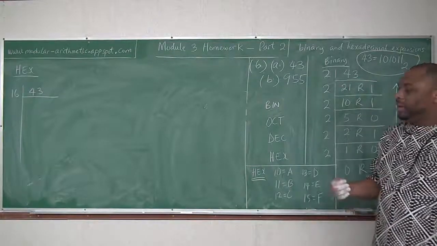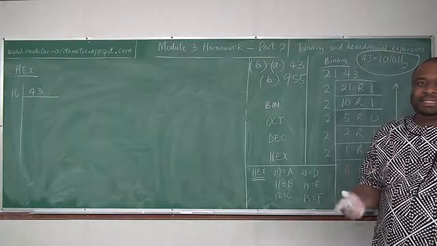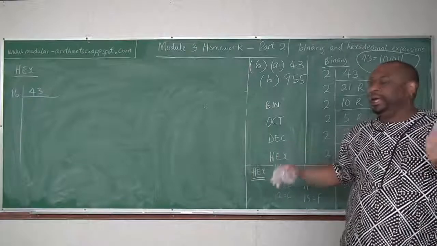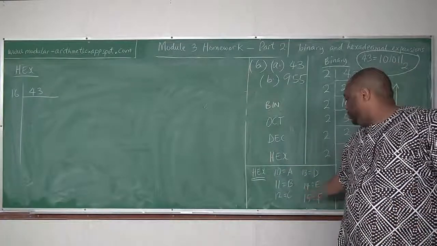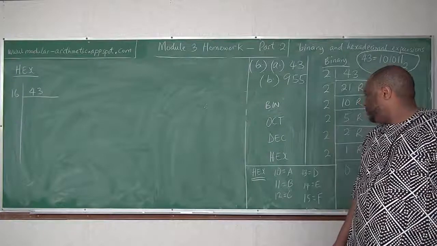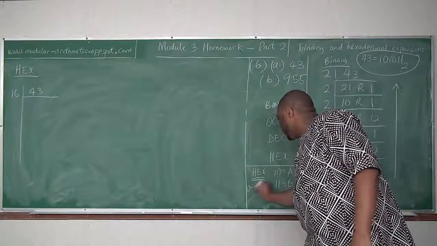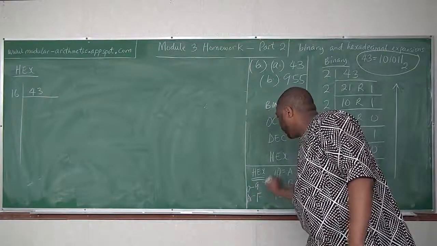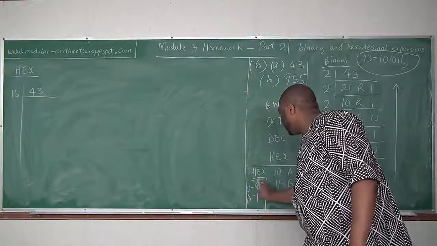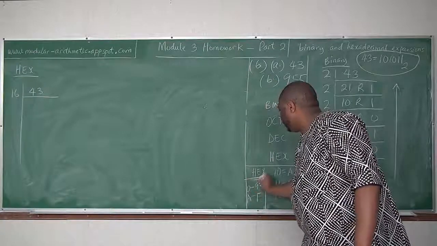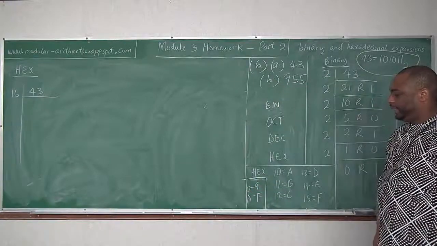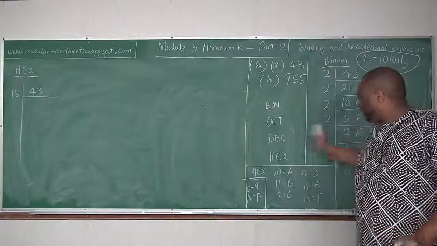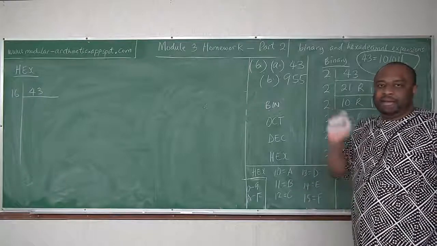So that is why you see that in base 16 you have from 0 to 9, then A to F. That is what you have in base 16: 0 to 9 and A to F. Okay? Because 10 is A, 11 is B, 12 is C, 13 is D, 14 is E, and 15 is F.